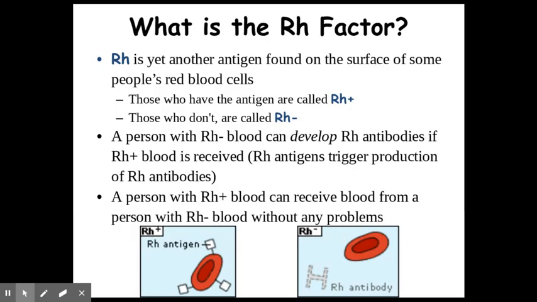So what is the Rh factor? Rh is yet another antigen found on the surface of some of the blood types. Those who have the antigen are called Rh positive. Those who do not have the antigen are called Rh negative. So a person with Rh negative blood can develop Rh antibodies if Rh positive blood is received. So Rh antigens trigger the production of that Rh antibody.